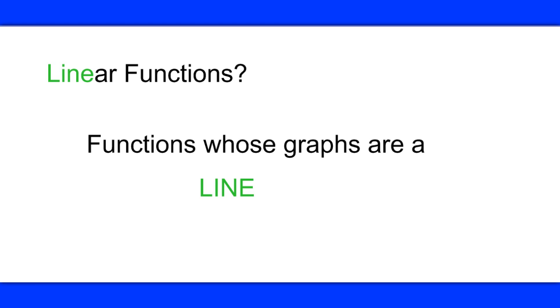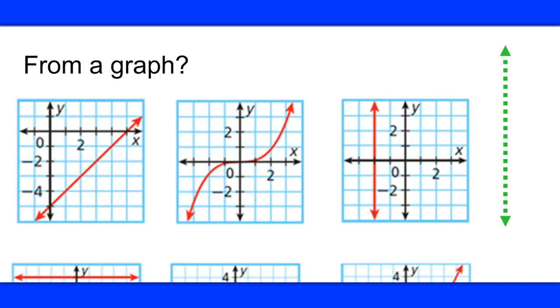So it has to be a function, so it has to meet all the rules for functions, and it has to be a line. So it has to meet both of these. As we're going through this, we're going to review how we can tell if something's a function. From a graph, how can we tell if something is a linear function? Well, it has to be a function, and from a graph, we can tell it's a function if it passes the vertical line test.